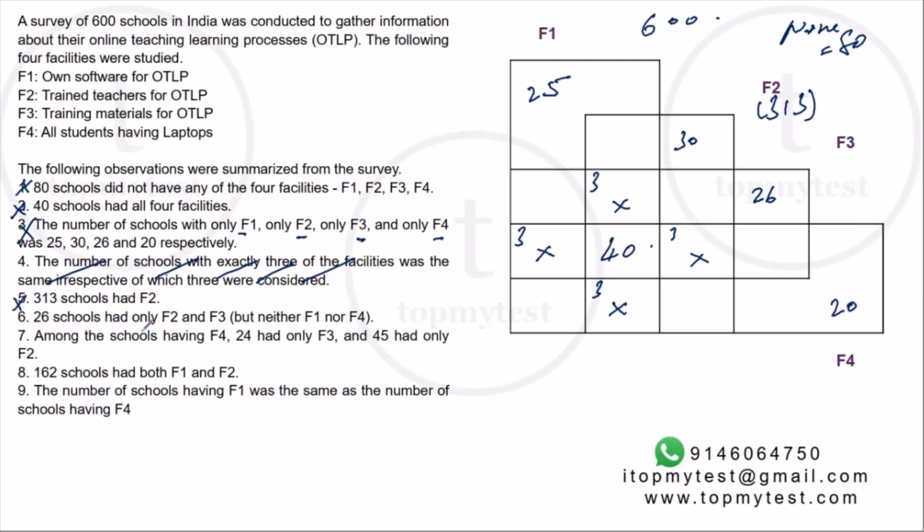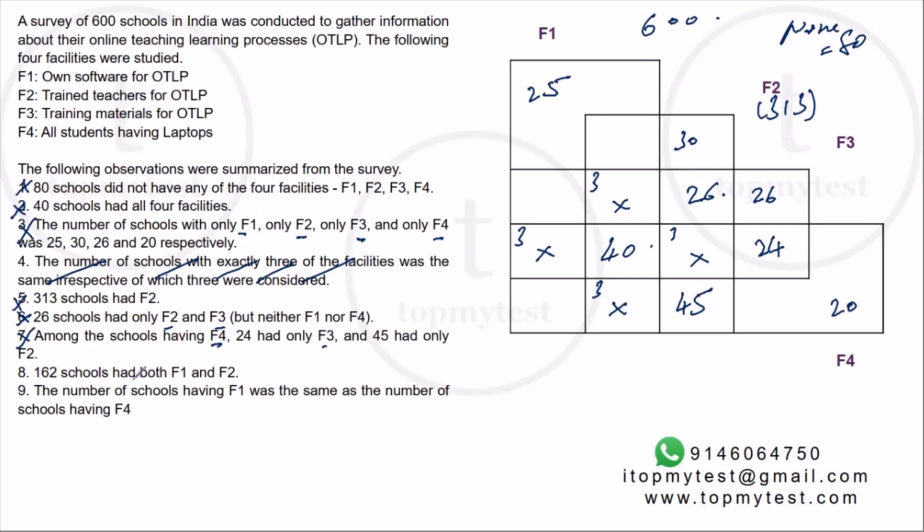26 schools had only F2 and F3, but neither F1 or F4. So F2 and F3 only will be 26. This is also 26. Among the schools having F4, 24 had only F3. Out of the people having F4, 24 had only F3. So 24 will be only F4 and F3. 45 had only F2. F4 and F2 only will be 45. This is done.